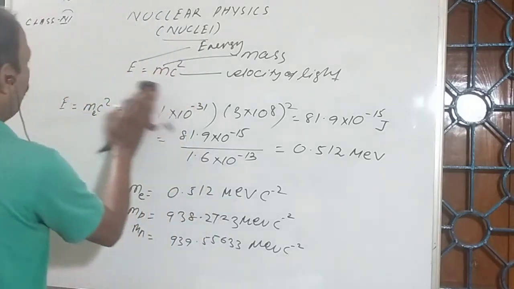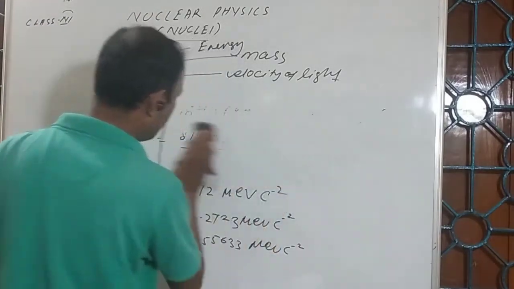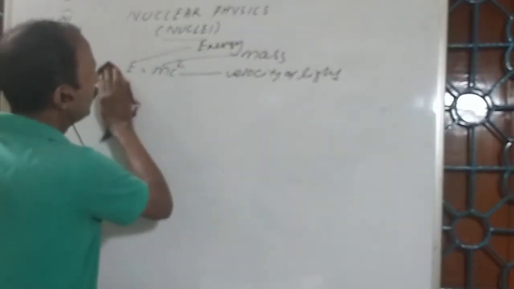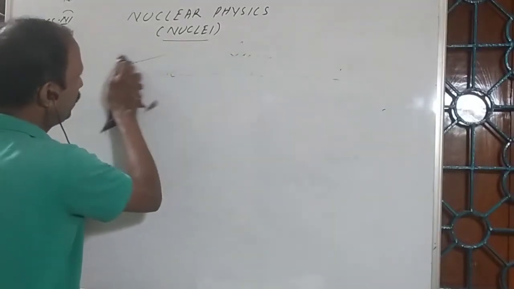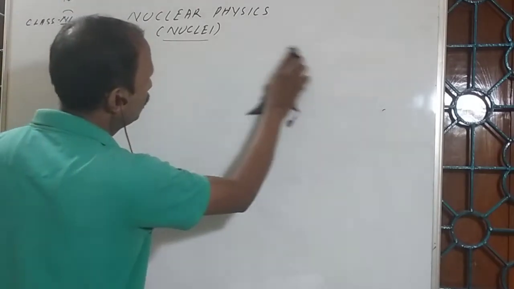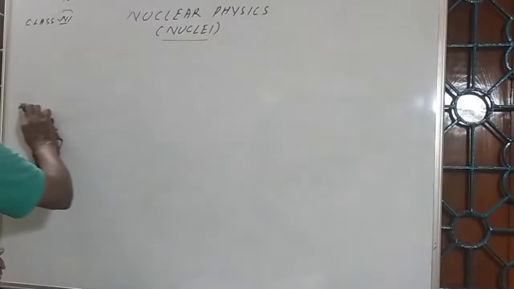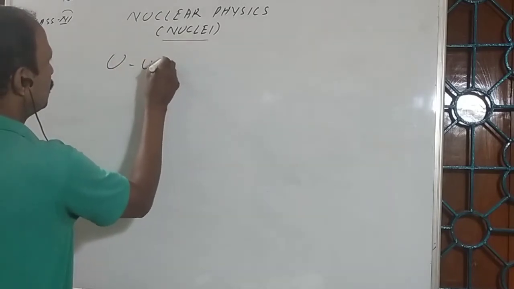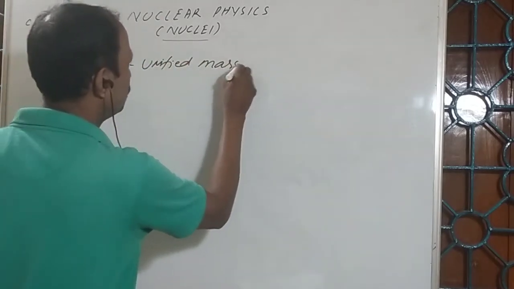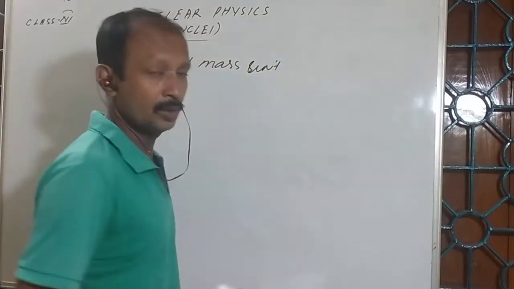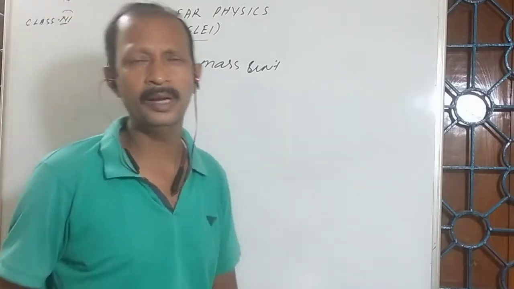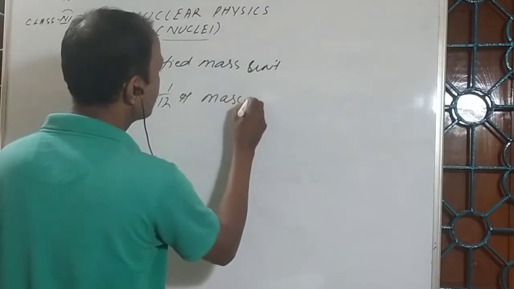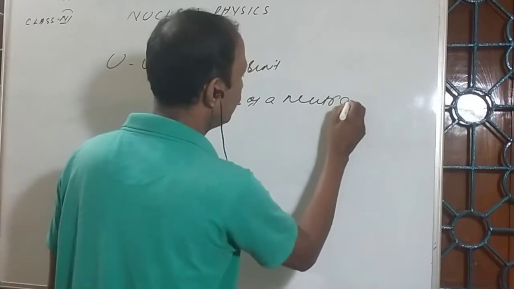Except this unit, already one more unit I hope that you know, that is the unified mass unit, what we have been using in lower classes also. That shortly we represent in the form of u. u means unified mass unit. So what is that? This is 1/12 of the mass of a neutral carbon atom.